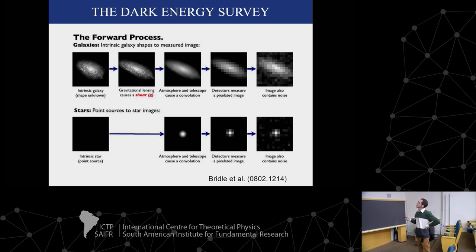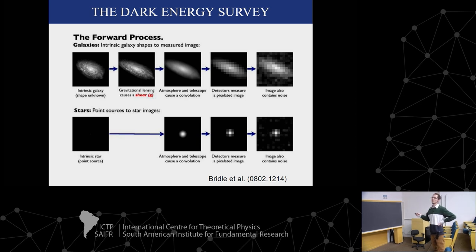We have atmosphere, we are limited by detectors, and we also have noise. So we have to estimate shapes from images like this. That's way harder to do. And this is an example for stars. Usually stars are used to calculate the convolutional kernel that the atmosphere imposes in the image and things like that, very observational.